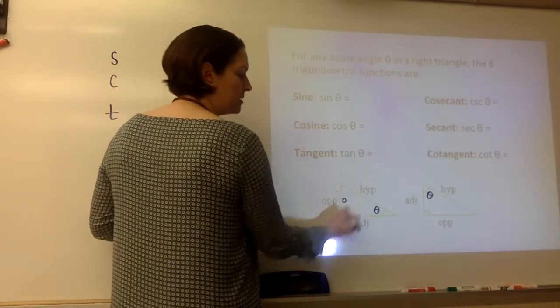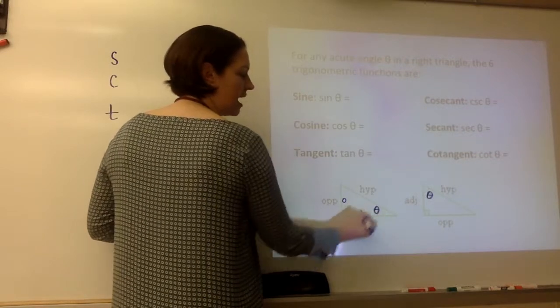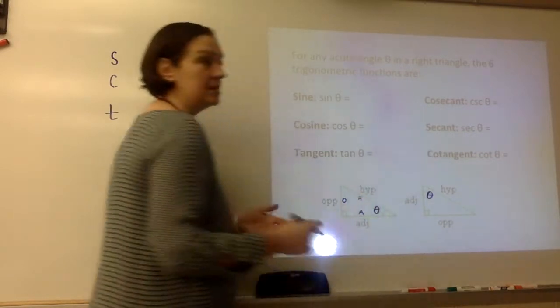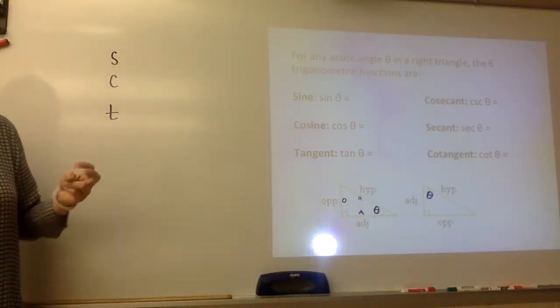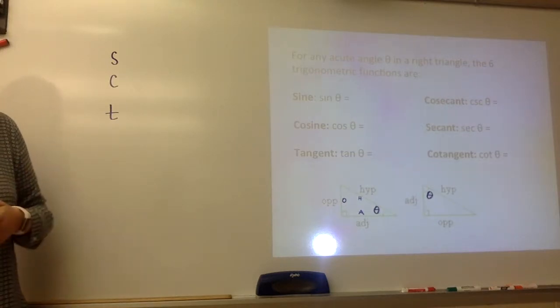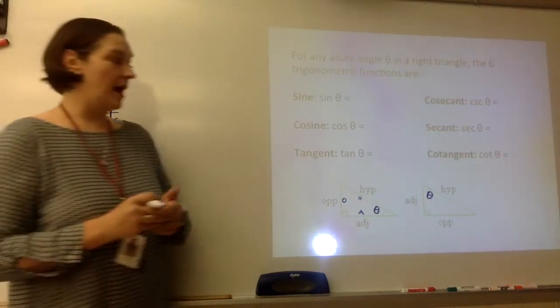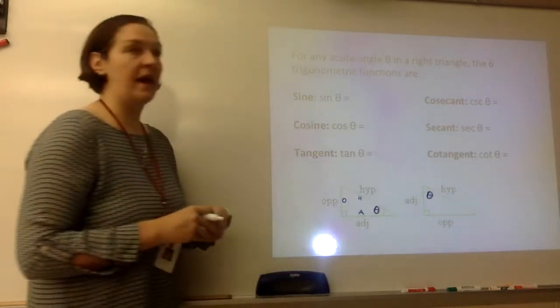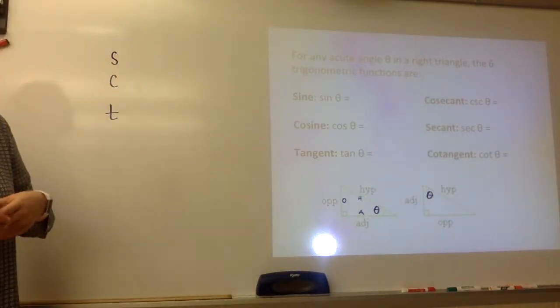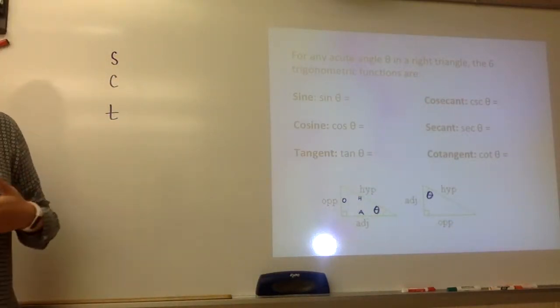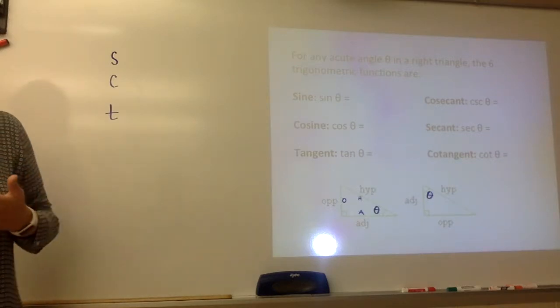So this would be the opposite side, adjacent side, hypotenuse. Adjacent is an English word for next to. The side next to theta that is not the hypotenuse. The hypotenuse is always the side across from the right angle. Right? So once we designate O, A, and H, we then can set up our 6 ratios.